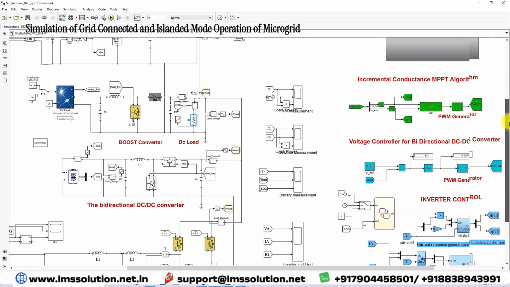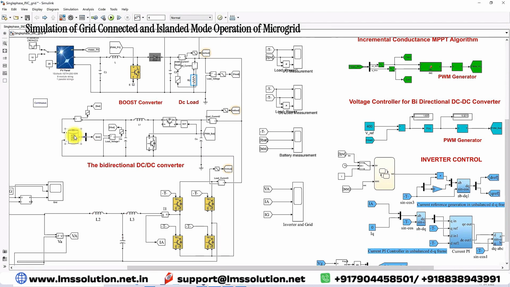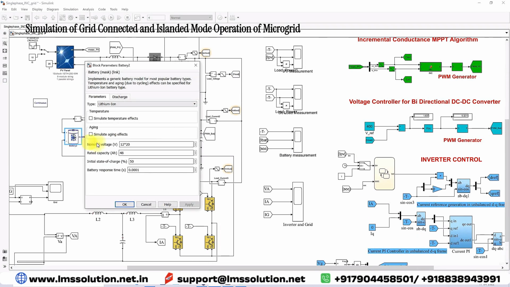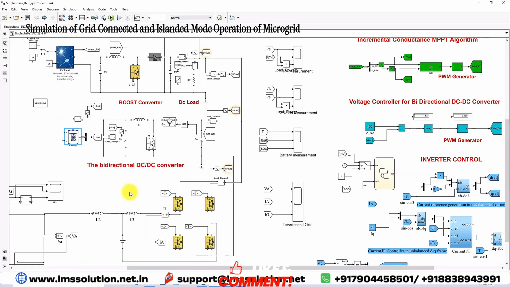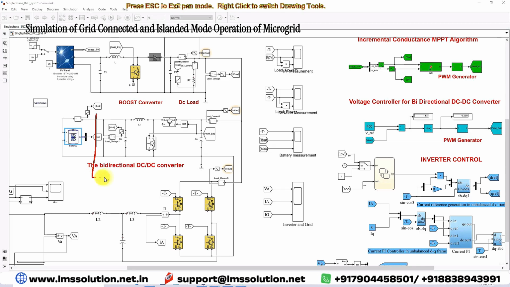Next you have to see about the battery system detail. Here we are using a 12 into 22 volt battery, and the rating of the battery is 48 Ah, and the state of charge of the battery here is 50. It is going to be connected to the DC bus via this bidirectional converter, and this bidirectional converter is controlled by means of voltage controller.